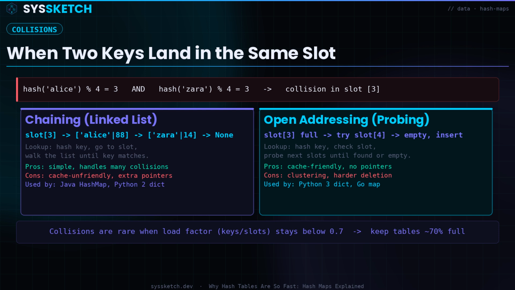Chaining stores each slot as a linked list. When a collision occurs, the new entry is appended to the list at that slot. Lookup walks the list until it finds the matching key. Java's hash map uses chaining.